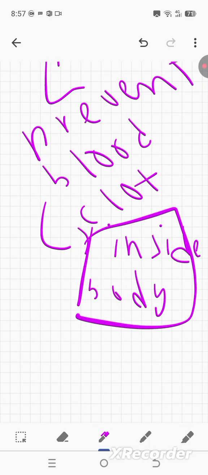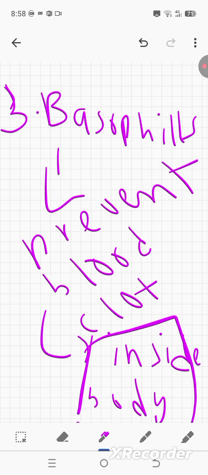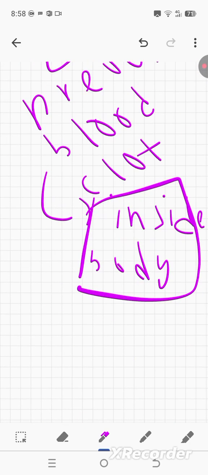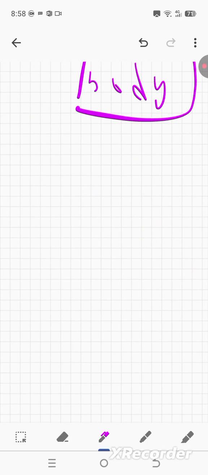Outside we need a clot of blood, and that is because of platelets. But inside the body or in the blood we don't need the blood to be clotted, as it will cause diseases. So that prevention is due to basophils. That was it about the types of white blood cells. Let's come to the white blood cells in detail.